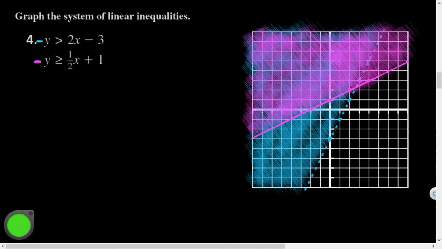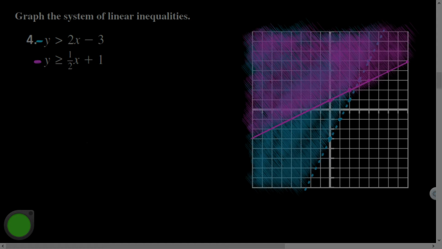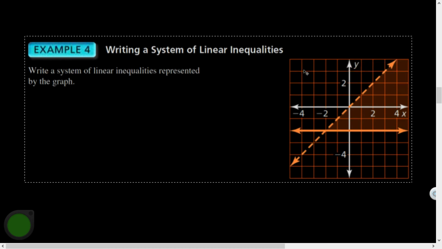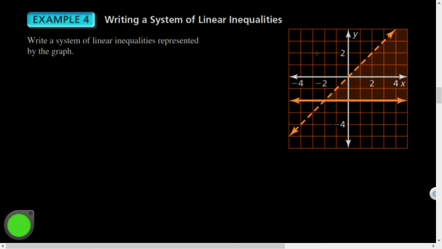Let's see. Oh, man. Okay. All right, let's at least do example 4. I didn't realize we were going to jump into this today. I forgot about this part, but that's okay. We're amongst friends.